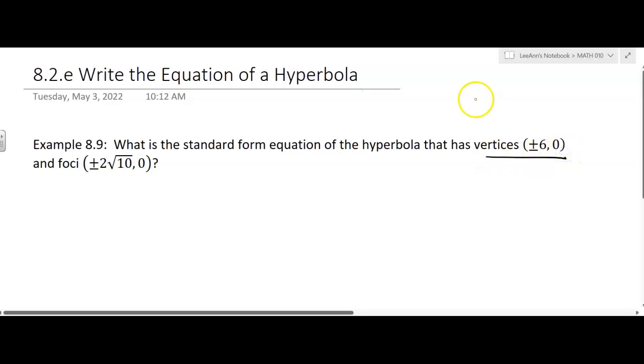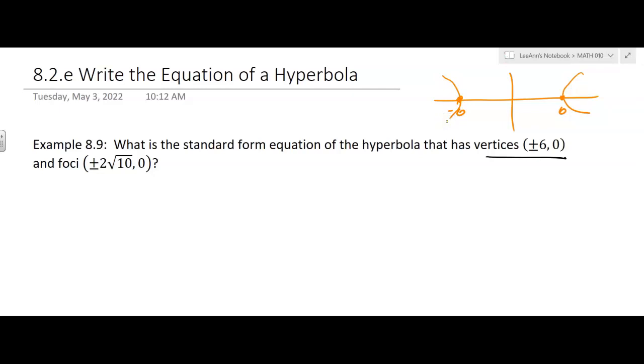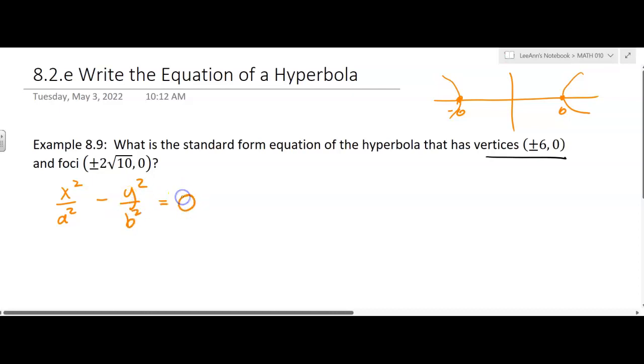So if you were graphing on a piece of graph paper, the vertices are at (6, 0) and (-6, 0), right? So that means it's got to be going this way, all right, because we're centered at the origin. Okay, so we know it's the equation x squared over a squared minus y squared over b squared equals 1. So what we need to know is a squared and b squared.